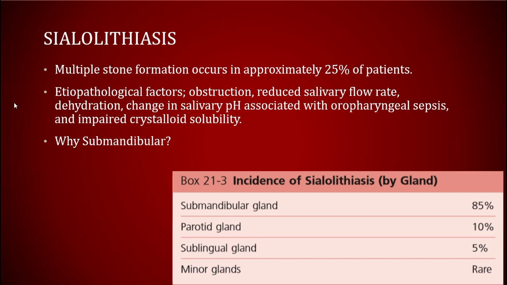Now, the submandibular gland has 85% of the cases. Most stones appear in the submandibular gland. Why is that? First, because it has the highest calcium concentration. Second, because it has a tortuous path. So it has a lot of turns in the duct itself, so the calcium can be precipitated on the walls much easier. So because of the high calcium, the high pH, and the tortuous path, the submandibular has 85%, the parotid about 10%, the sublingual gland about 5%.